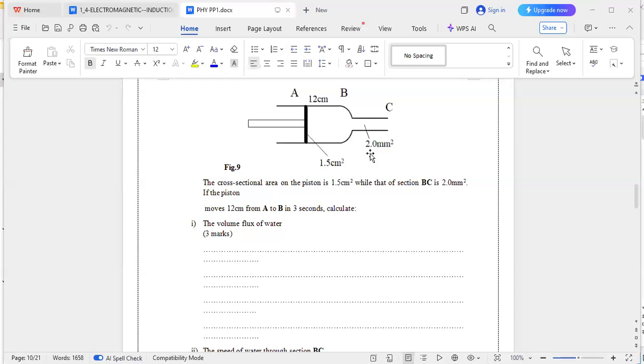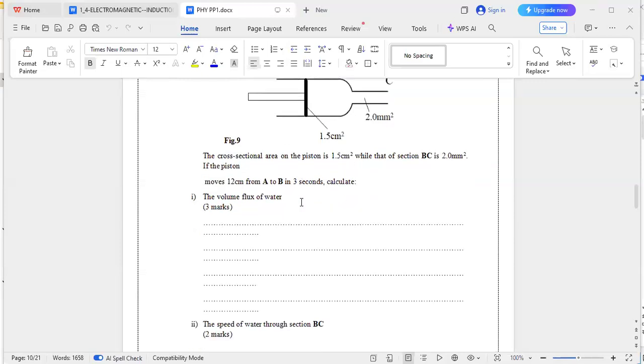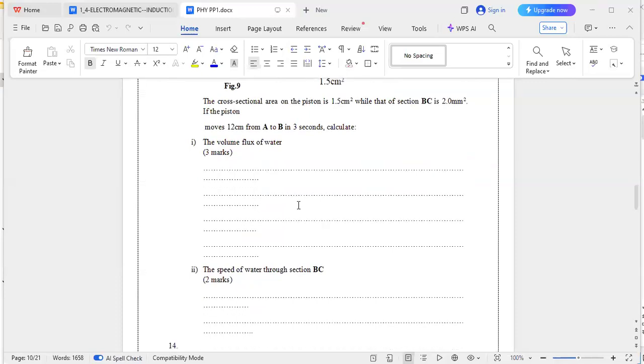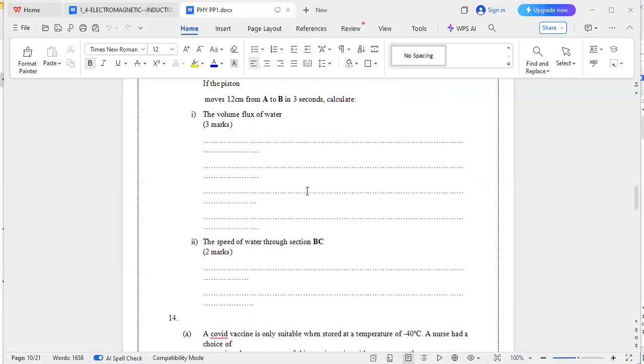We are looking for V2. This is the equation: 6.0 times 10 to the power negative 6 equals 2.0 times 10 to the power negative 6 times V2. So V2 will be 3 meters per second. Velocity in the narrow section will be 3 meters per second. I hope everybody has understood that.